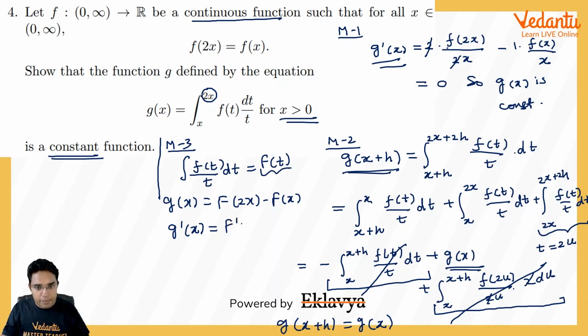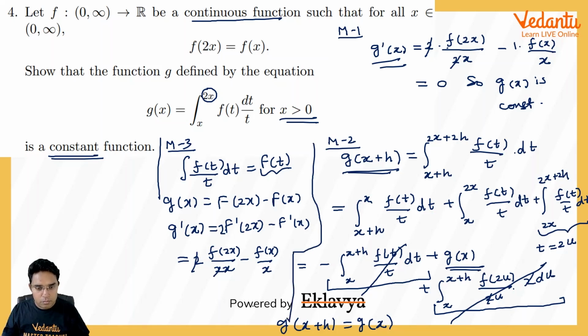Let me first write capital F'(2x) into 2 here and minus F'(x) here. Now this 2 times capital F'(2x) will be small f(2x)/2x, minus F' will be small f(x)/x. So this 2 gets cancelled, and because f(2x) is equal to f(x), here we will be getting a 0. So this is how this question can be done. These are the 3 methods. If you can find some more, let me know.